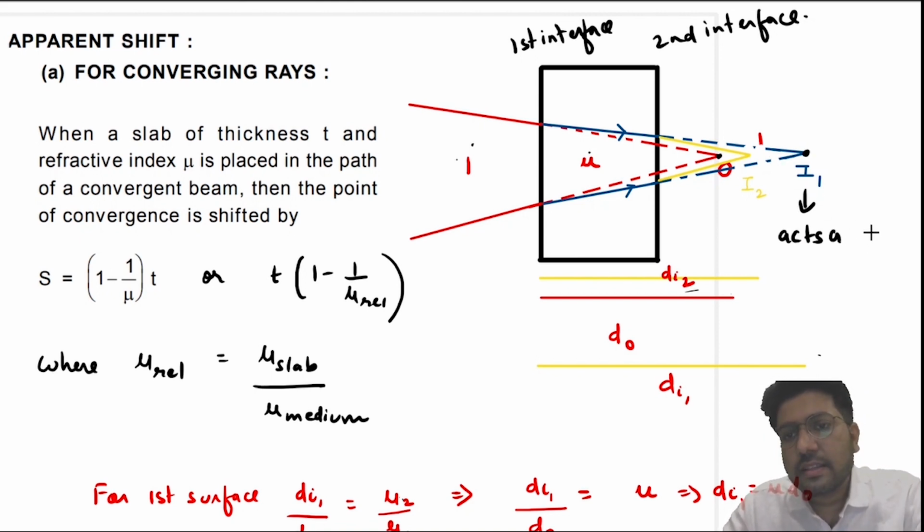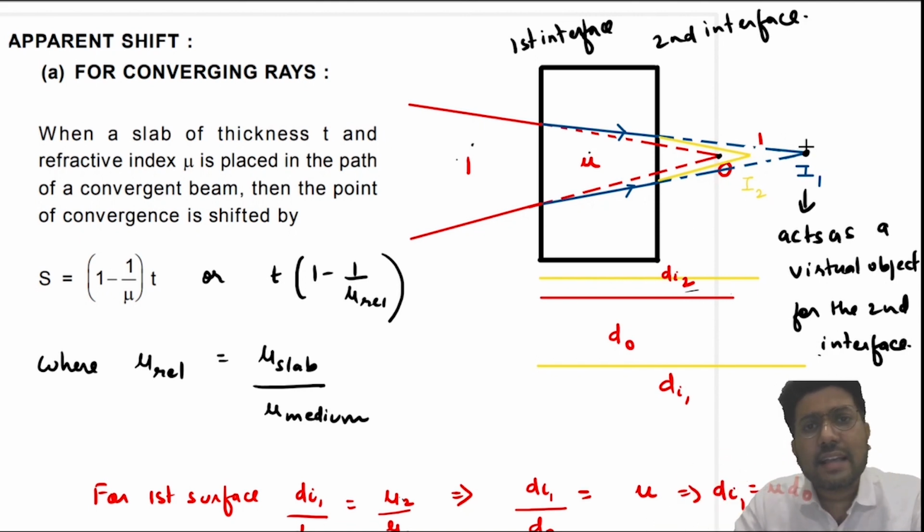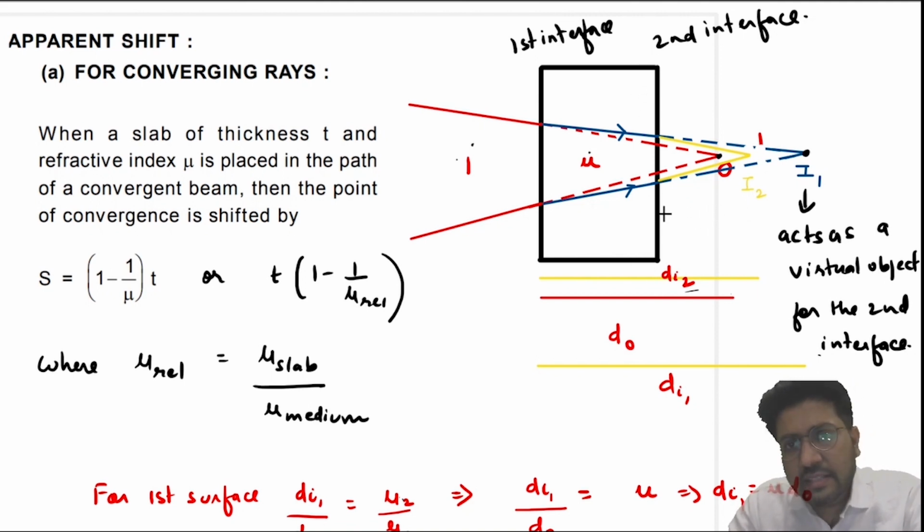I1 acts as a virtual object for the second interface. For the second interface, this is the object distance, right? And suppose the image formed is at this point, so this is the image distance. This is object distance and this is image distance, right?